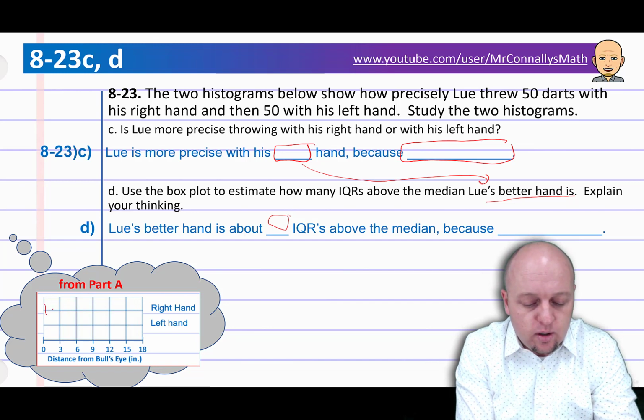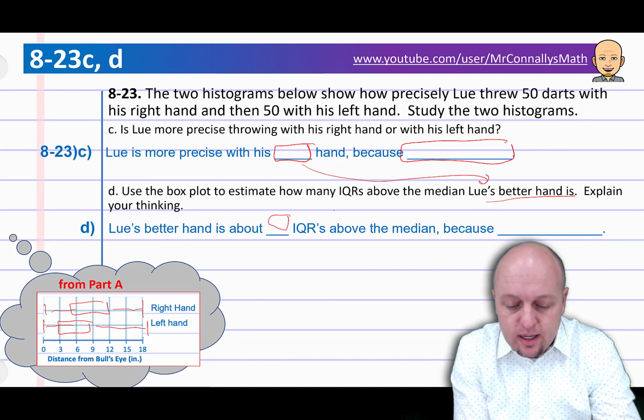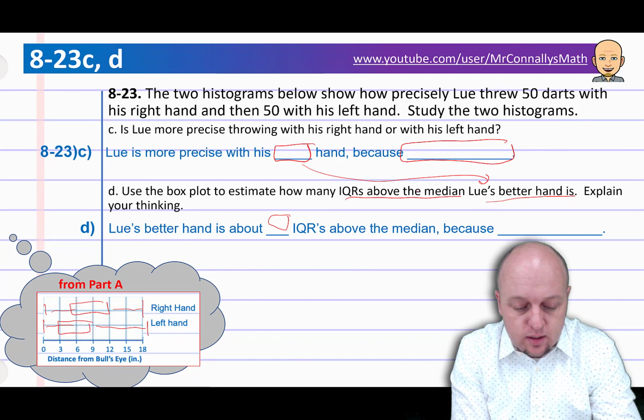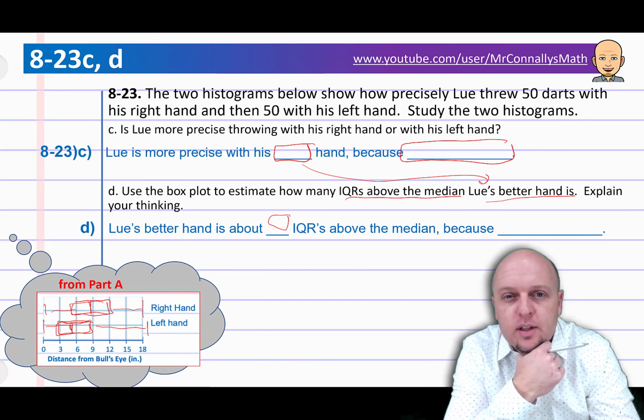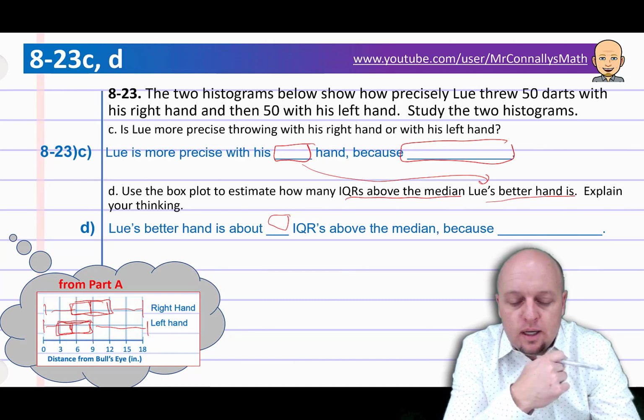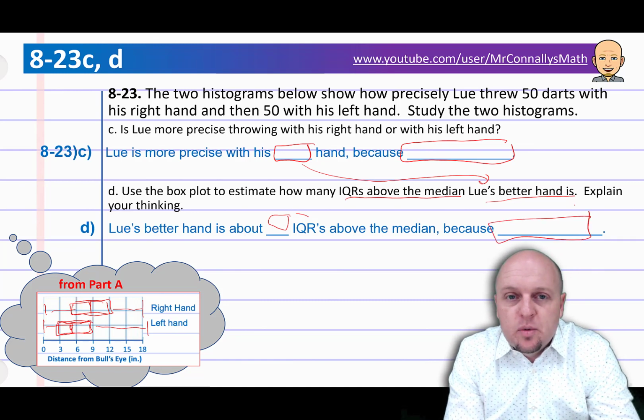Okay, so if we've got our drawings here, something like this of his right hand, and then something like that with his left hand. So how many IQRs above the median is his better hand? Okay, so you look at the boxes, the IQRs, and how many above the median his better hand is. So look at that and decide how many of those little boxes above it do you think it is. Okay, enter your answer in there. And then explain why you thought that. Pause if you need more time. Okay, let's go on to the next.